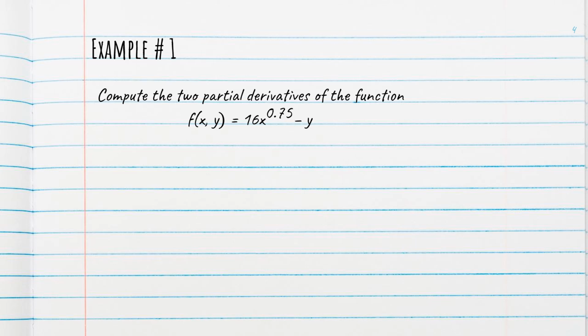In our first example, we're going to compute the two partial derivatives of the function f equals 16x to the 0.75 minus y. So we're going to start with the partial derivative of our f function with respect to x. Before I do any computation, I always like to take a look at my function and highlight any terms that have an x in them, because I know when I'm taking this partial derivative with respect to x, I'm treating that y value as a constant. So any terms that just have y in them are going to drop out as if they were a number.